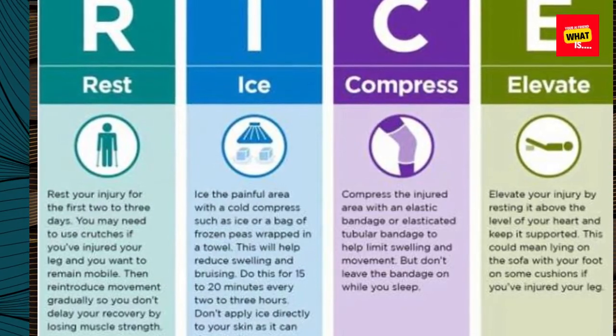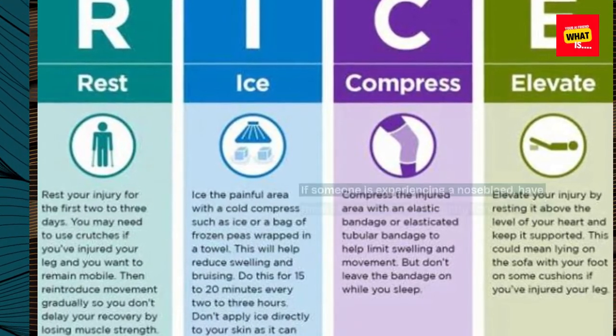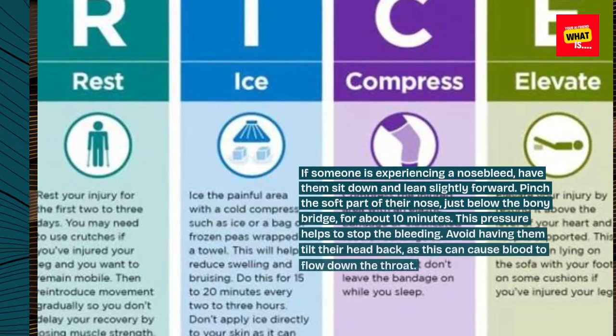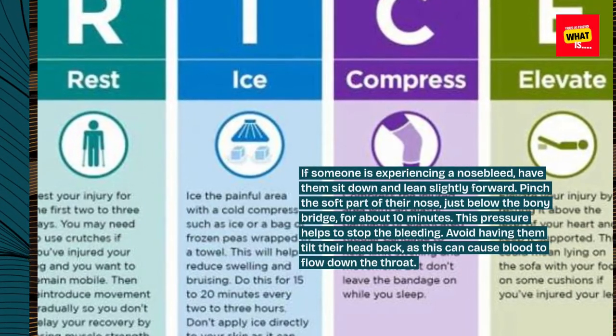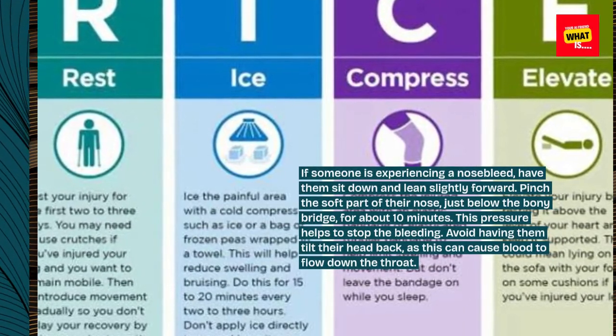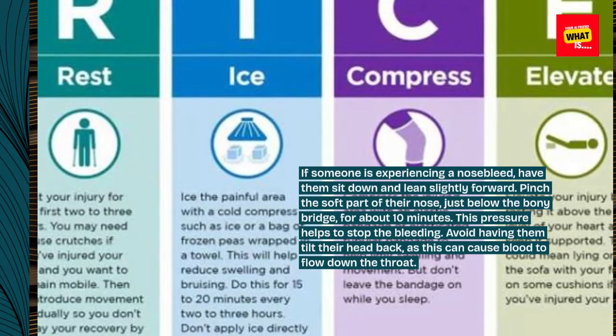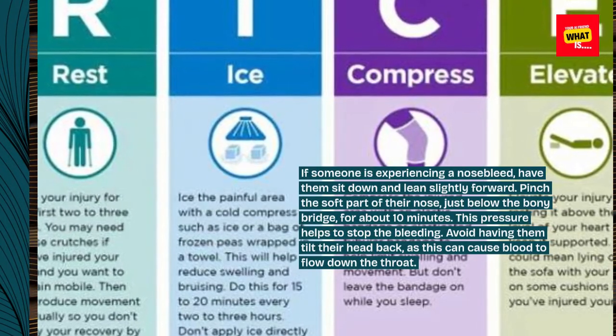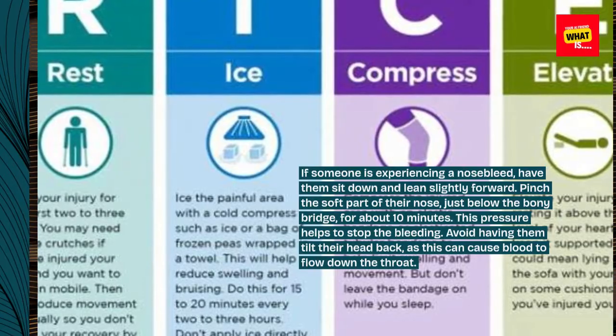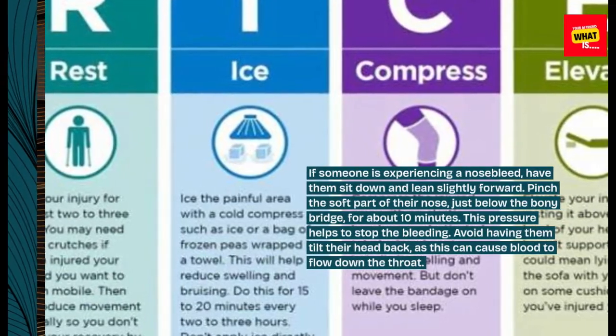If someone is experiencing a nosebleed, have them sit down and lean slightly forward. Pinch the soft part of their nose, just below the bony bridge, for about 10 minutes. This pressure helps to stop the bleeding. Avoid having them tilt their head back, as this can cause blood to flow down the throat.